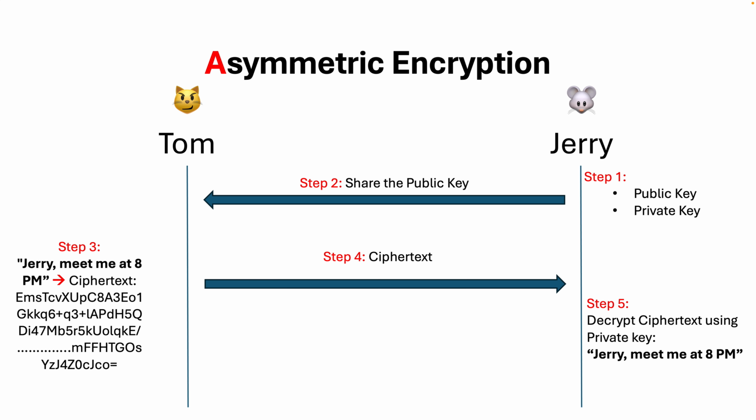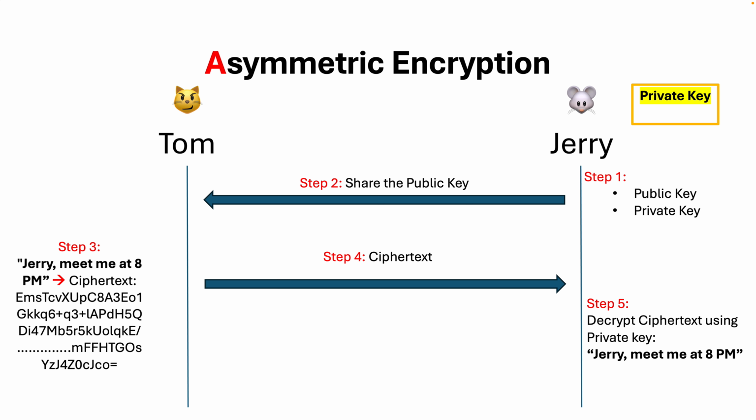Now, here is the key takeaway. Only Jerry's private key can decrypt what was encrypted with his public key. So even if a hacker on the network intercepts the message, it's totally fine. They can't decrypt it without Jerry's private key. And that private key is stored securely with Jerry and never gets shared, not even once. So the hacker can only get a ciphertext, but they cannot crack it.